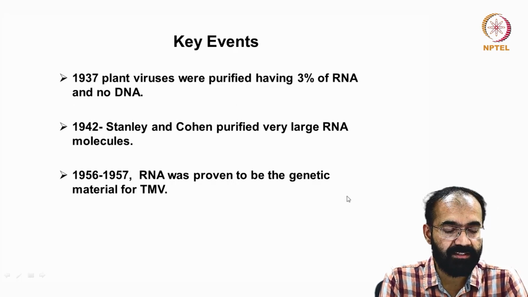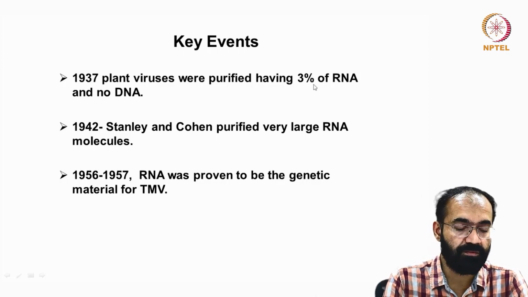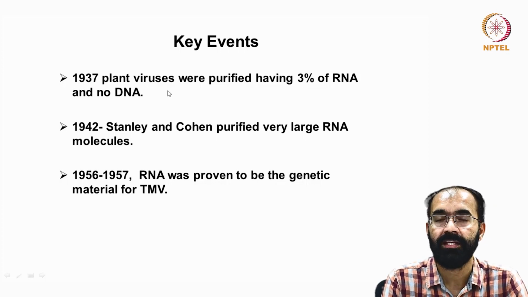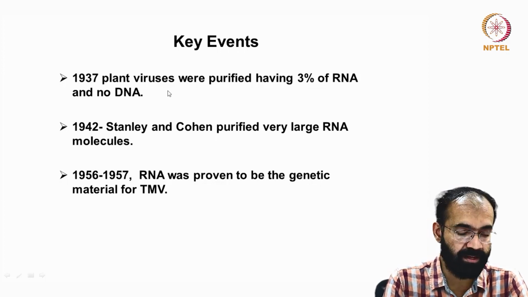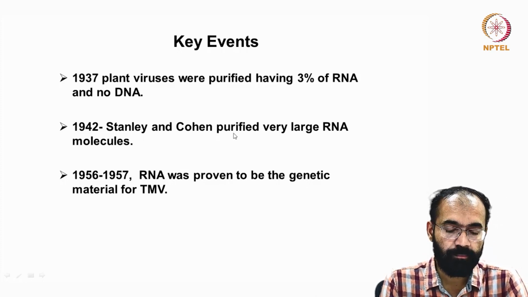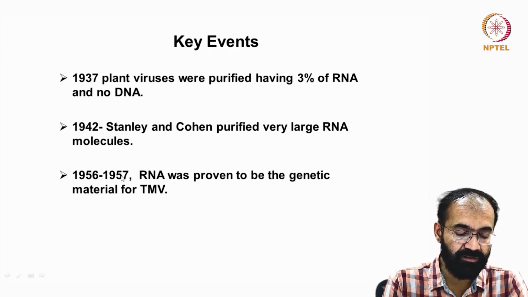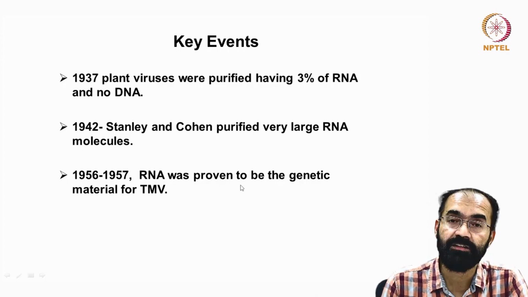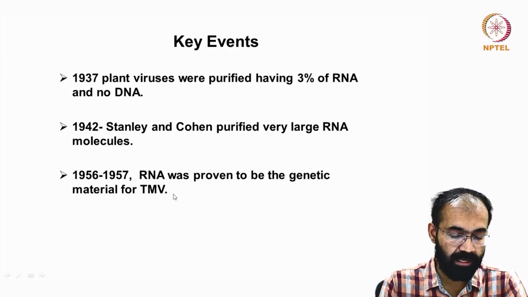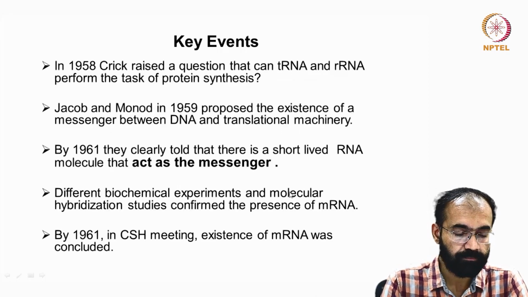In 1937, plant viruses were purified and were known to have 3% RNA and contain no DNA, because the majority of plant viruses, even in the modern world, are RNA viruses, similar to COVID or influenza virus. In 1942, Stanley and Cohen purified large RNA molecules, and in 1956-57, RNA was proven to be the genetic material for tobacco mosaic virus, abbreviated as TMV.